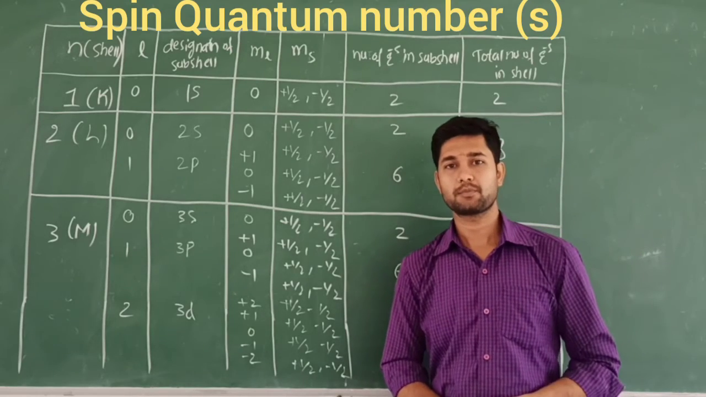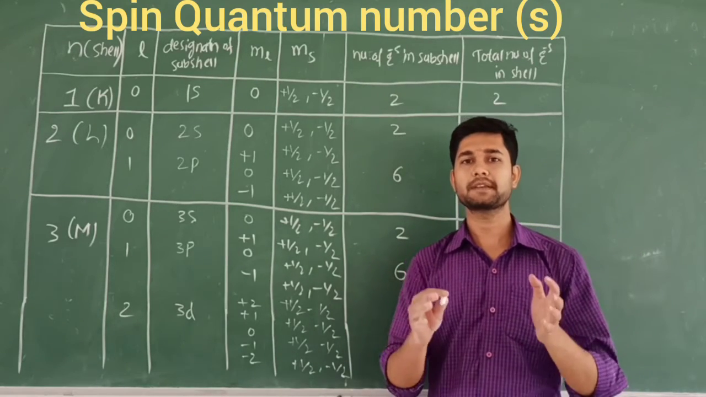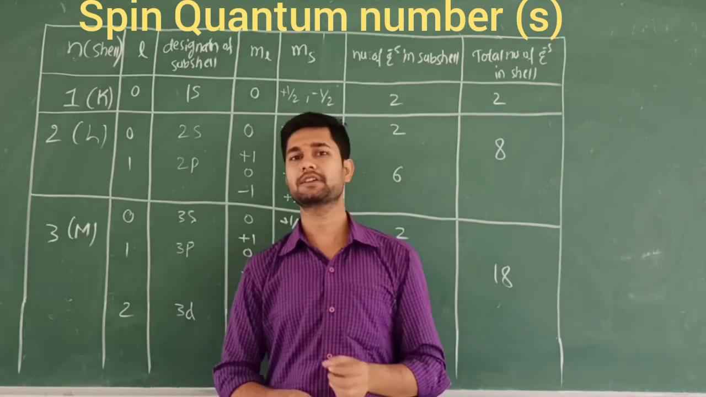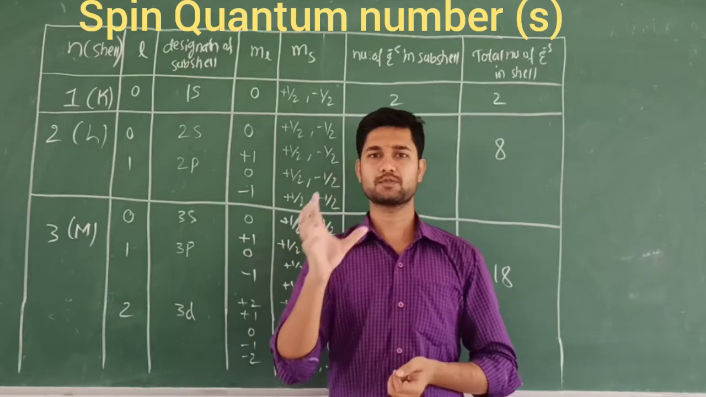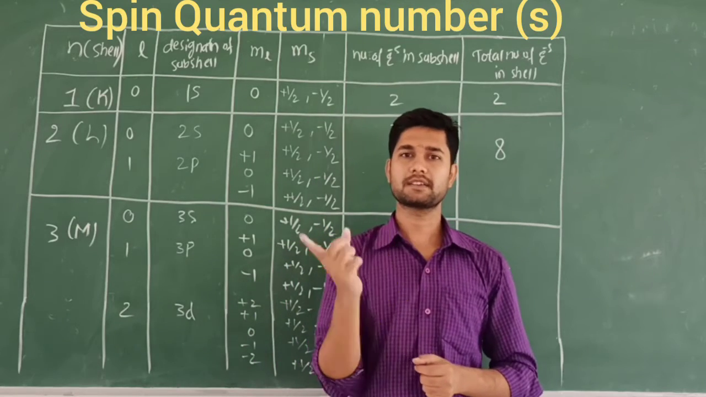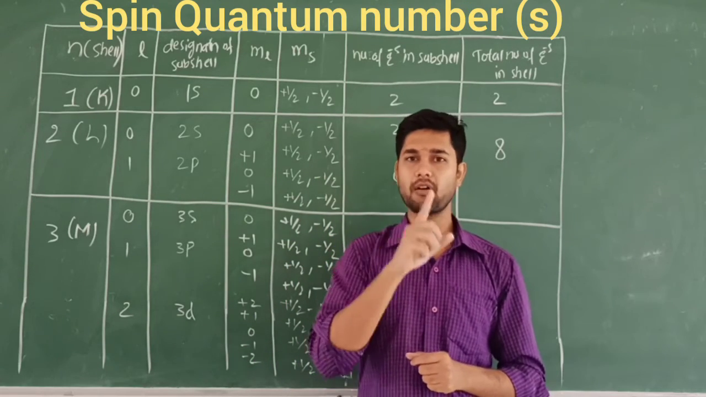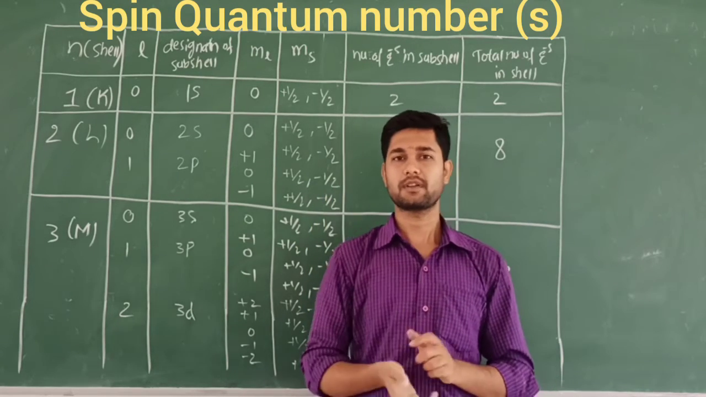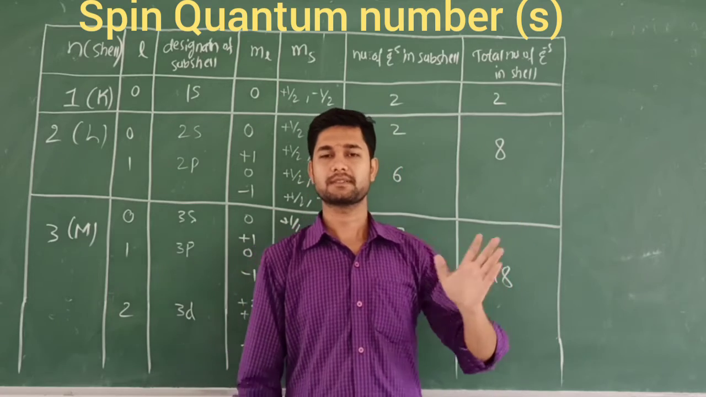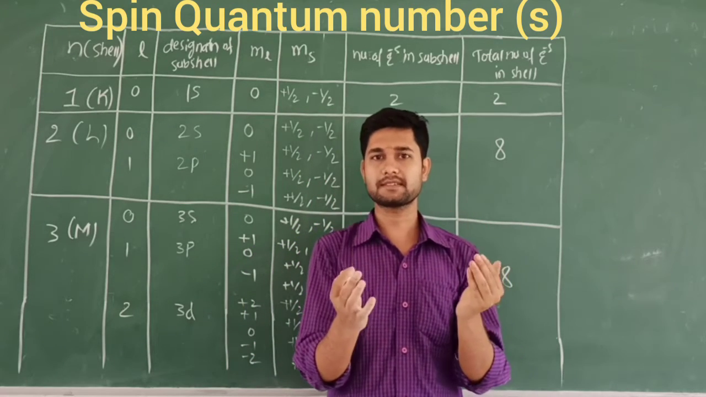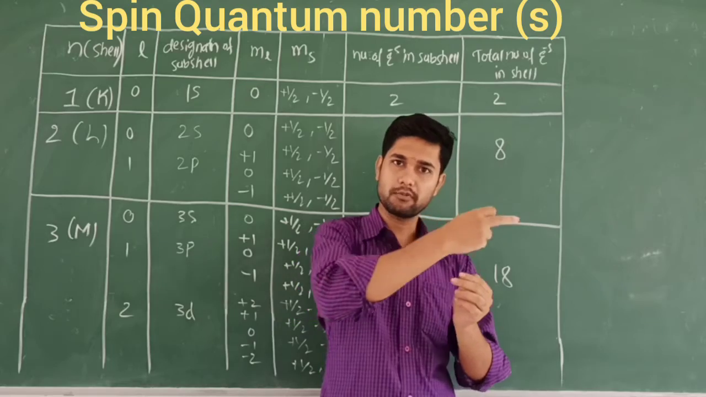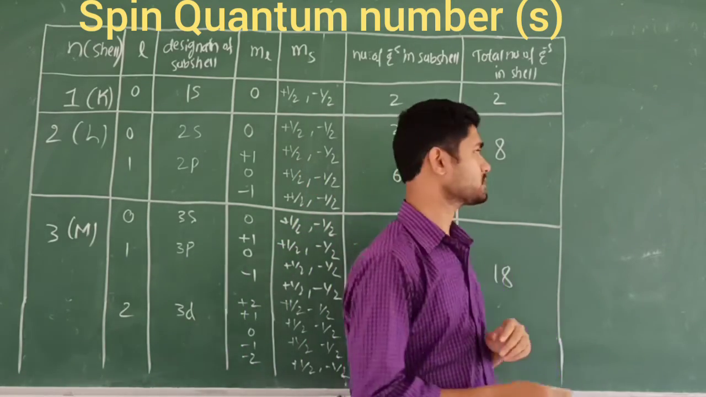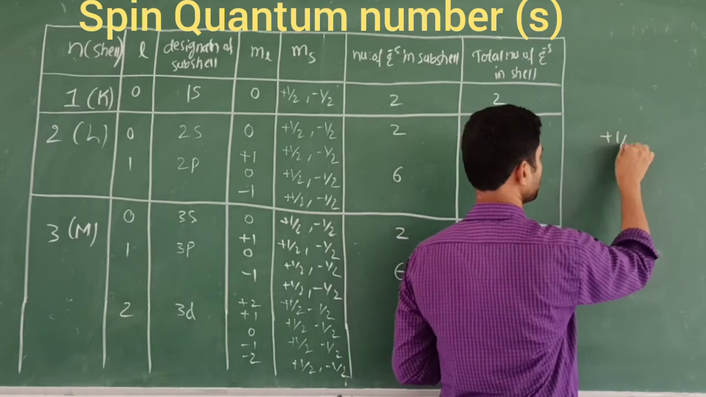Let us discuss the last quantum number, the spin quantum number. As the name indicates, spin: the electron spins around its own axis. If you take the solar system, the earth is revolving on its own axis and also revolving around the nucleus, that is the sun. Like this, spinning of the electron takes place. The earth spins along its own axis and revolves around the sun. Similarly, the electron spins. If it is clockwise, we are going to call it plus.